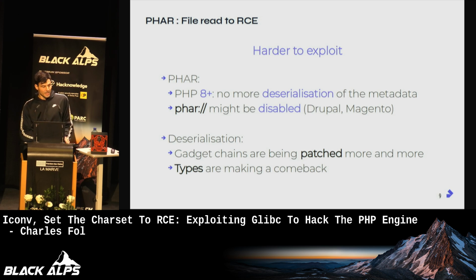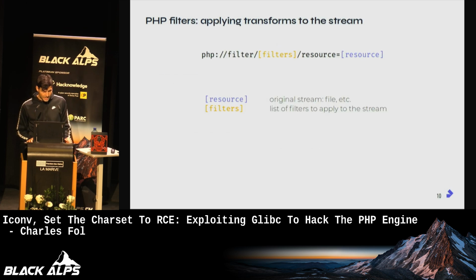And in addition to this, but that's probably a subject for another talk, so I won't talk about this too much, but I think deserialization is going to get really, really harder in PHP in the next few years. I think in 5 years it's going to be really, really hard because types are making a comeback and types are really hard to bypass when you're trying to attack deserialization. And also the gadget chains are being patched more and more, which is pretty annoying.